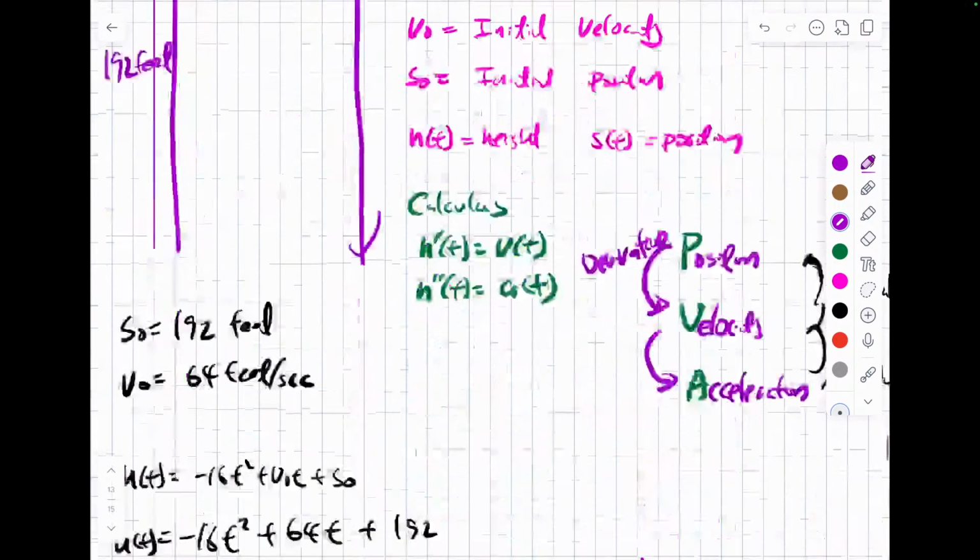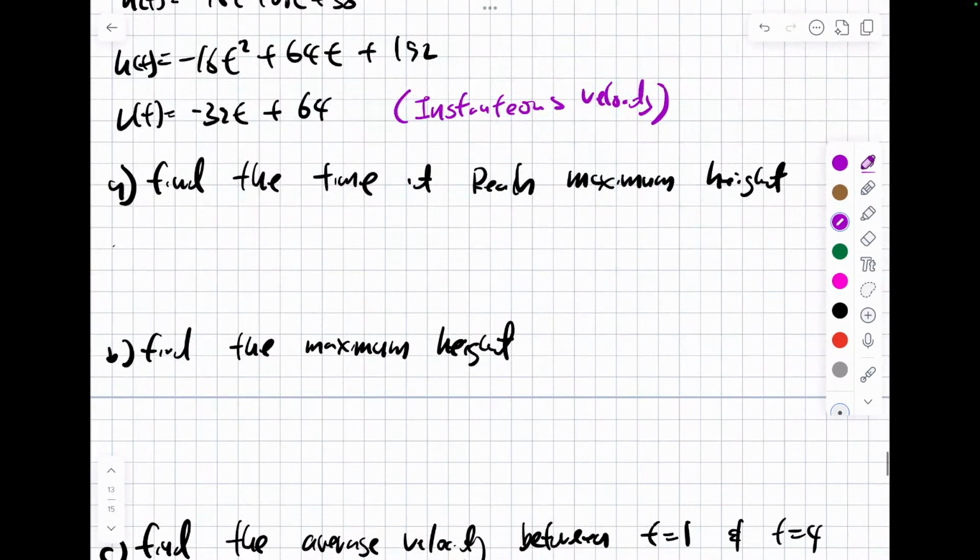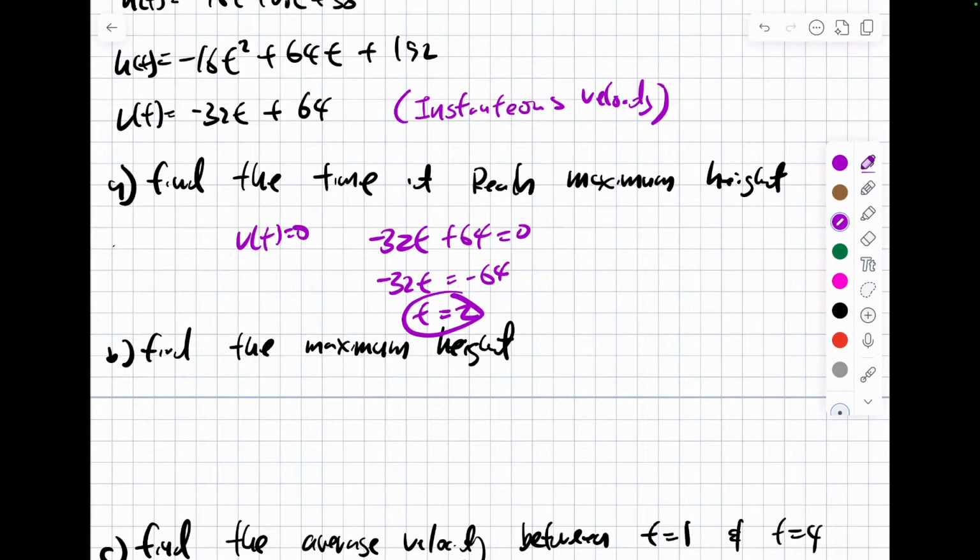So I can take the V of t equation. V of t is equal to 0, that means maximum height. So that means negative 32t plus 64 is equal to 0. So minus 32t is equal to negative 64. T is equal to 2. It takes 2 seconds to have velocity equal to 0.